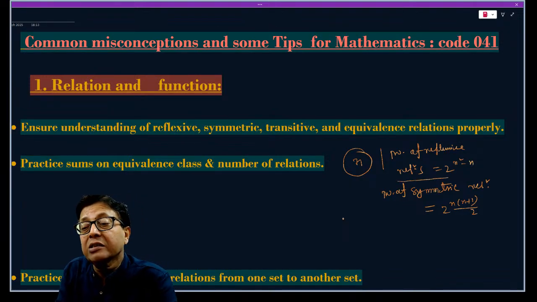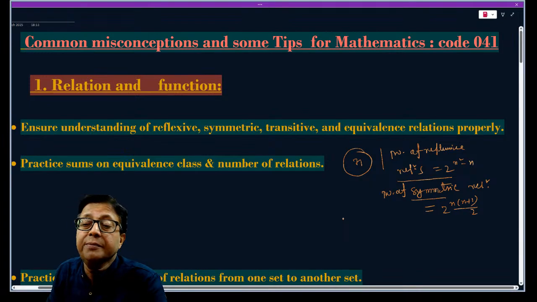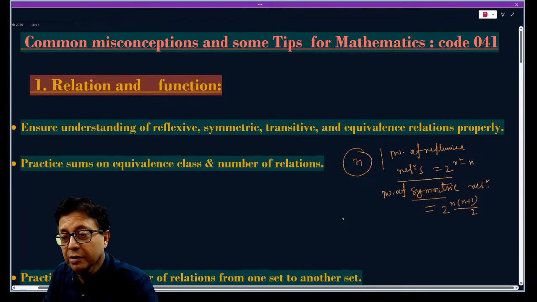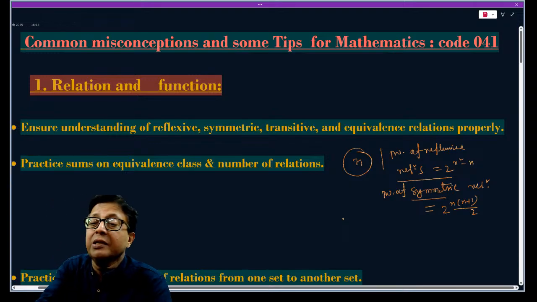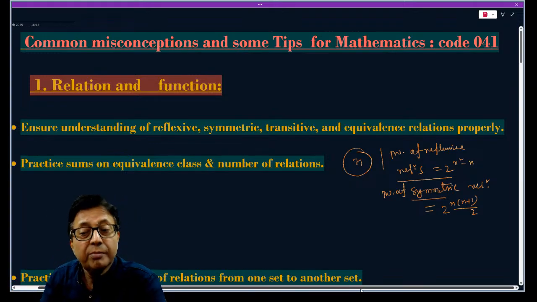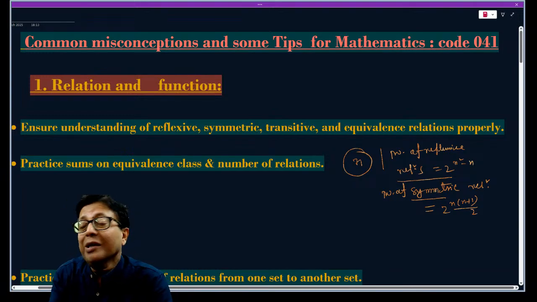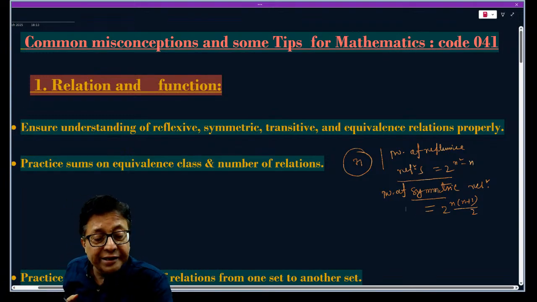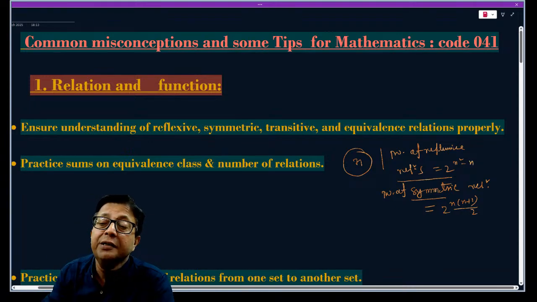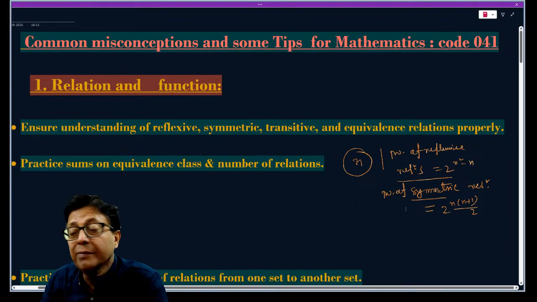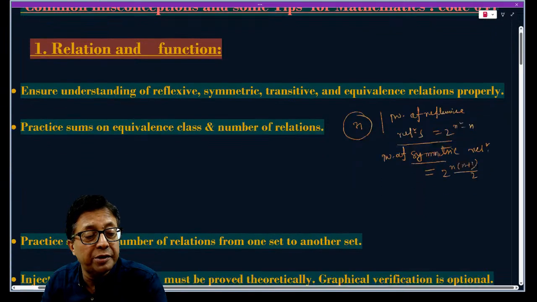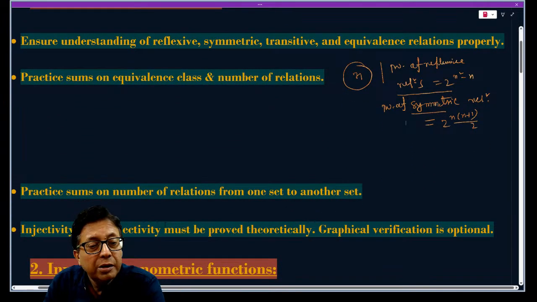They will never ask you the number of transitive relations in your question paper. Even if this question is asked, it will be a very hard paper. But still, you need to know it. Suppose they are asking with two elements only. But with two elements, people can do it by taking examples also. Never do that. Just count it by this formula. So you are going to practice sums on the number of relations from one set to another set.